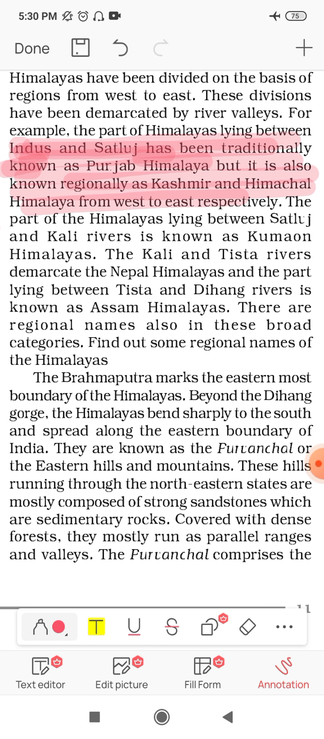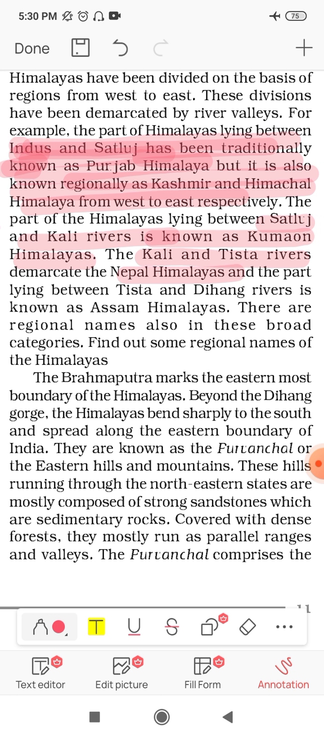Now the Himalaya which we have in between Satluj and Kali river is known as Kumayun Himalaya. So after Punjab Himalaya, the part of Himalaya in between Satluj and Kali river is known as Kumayun Himalaya. Next, in between Kali and Tista river, now we are coming towards the east, the part of Himalaya is known as Nepal Himalaya.